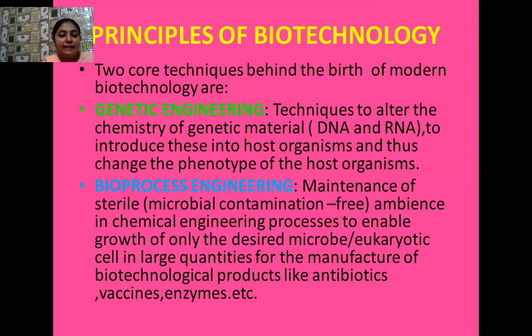How do we understand this? Suppose I want large scale production of alcohol. And you know that alcohol is produced by the unicellular fungus yeast, which is Saccharomyces cerevisiae. And this yeast produces alcohol, but only a small quantity of alcohol is produced by it. So what I do, I want the production of alcohol on a large scale.